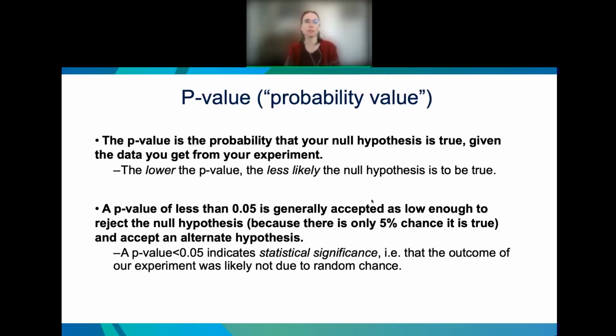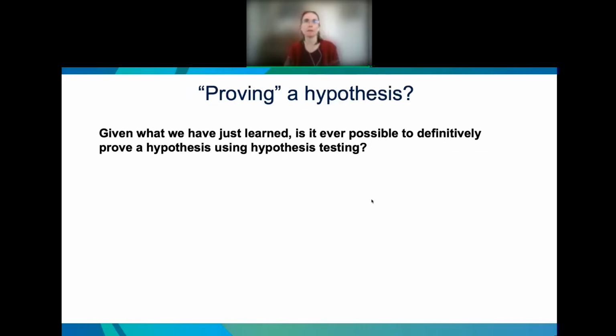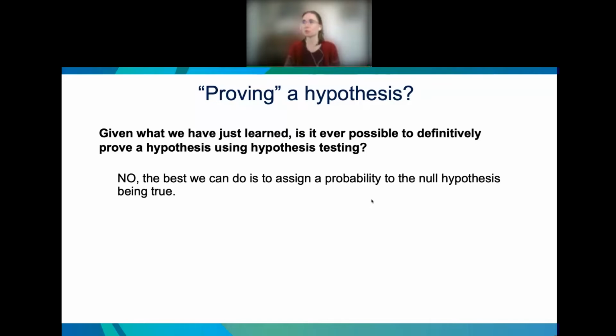Another way of saying this is that a p-value less than 0.05 indicates statistical significance. So the outcome of the experiment is likely not due to random chance. So I then ask, given what we've just learned, is it ever possible to definitively prove a hypothesis using hypothesis testing? Absolutely not. The best we can do is assign a probability to the null hypothesis being true and then make a decision about whether or not we're going to reject it.